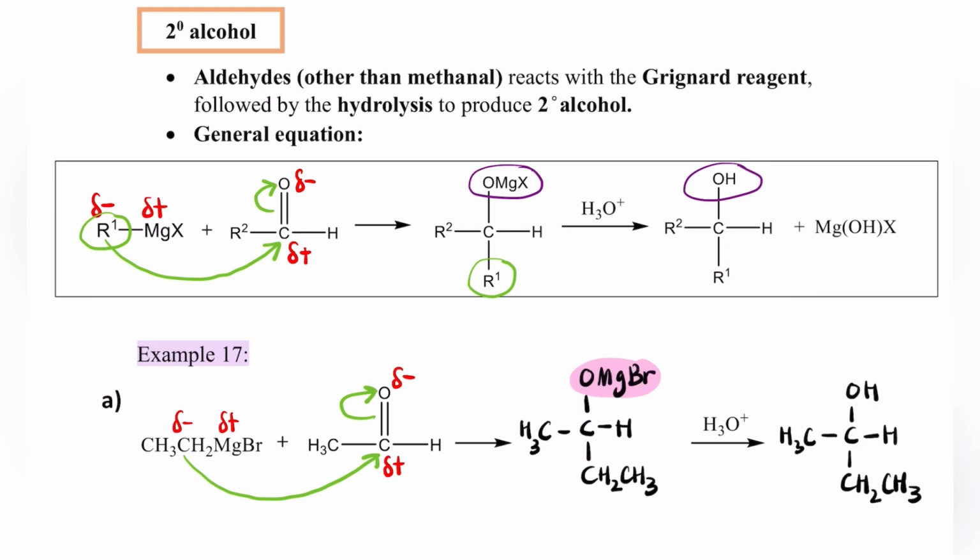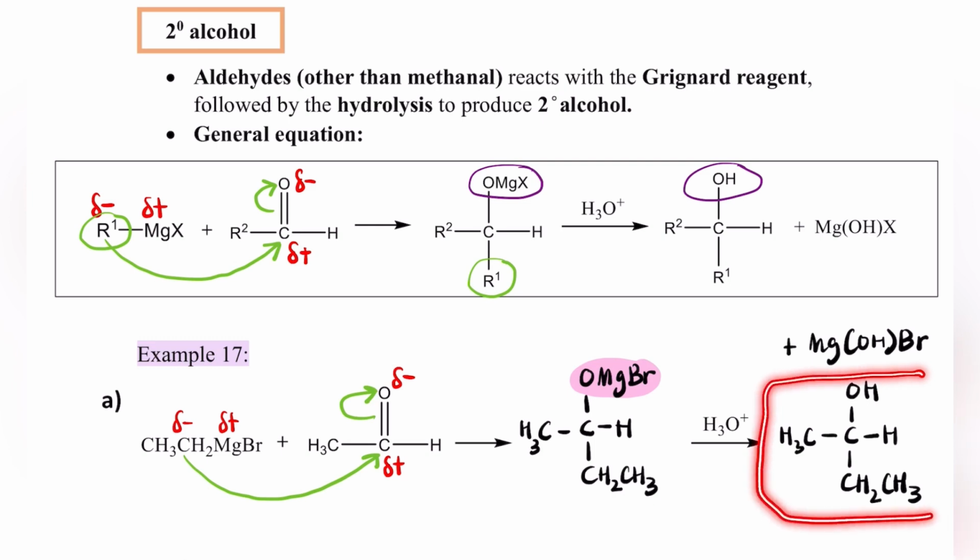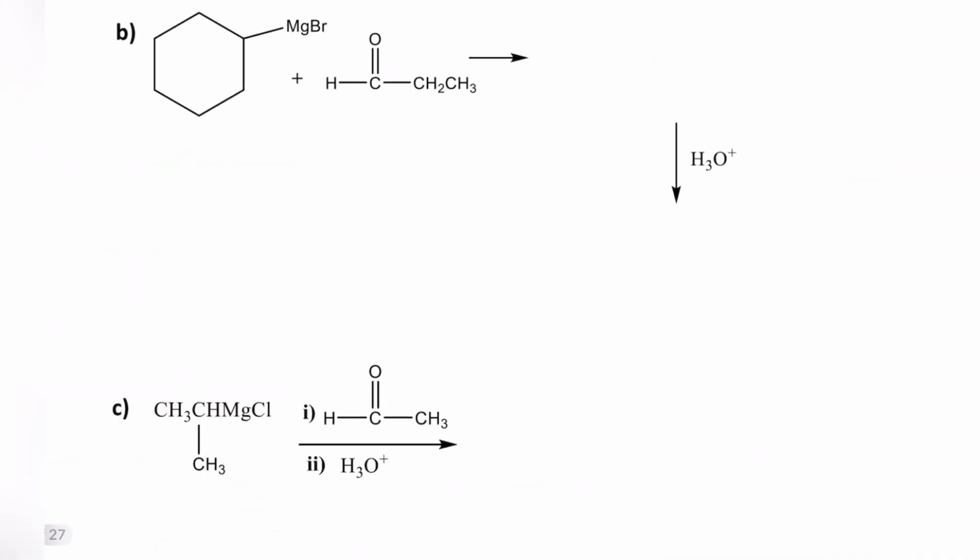And jangan lupa juga awak ada MgOHBr sebagai side product. So you got your secondary alcohol. This is your first alkyl group. This is the second alkyl group. Next we go for example B.